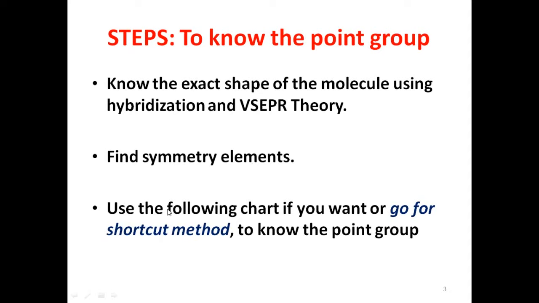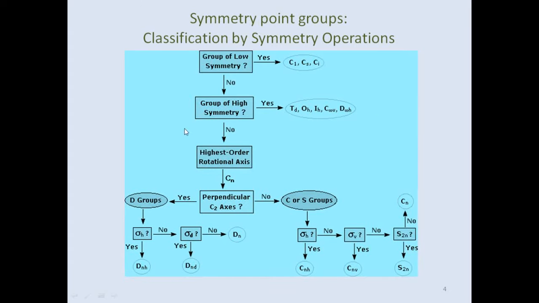So you can use the following chart. I can show you a chart, and by following that procedure you can identify the point group present in the molecule. However, it is not mandatory to learn that particular chart. It depends upon you. If you want to use the chart, you can, or otherwise you can go for shortcut methods. Shortcut methods are quite handy and useful when you go to the examination, right? So it depends on you whether you use the chart or shortcut methods to know the point group. Basically, this is the chart.